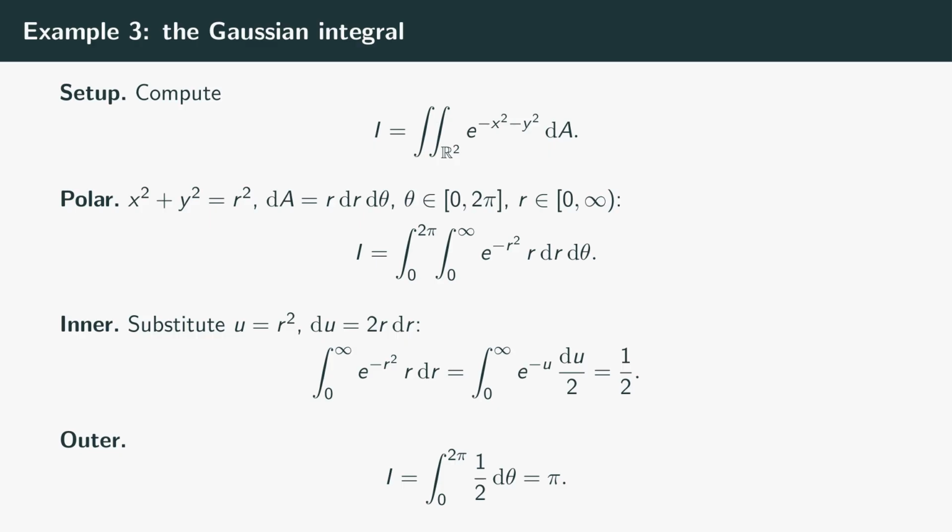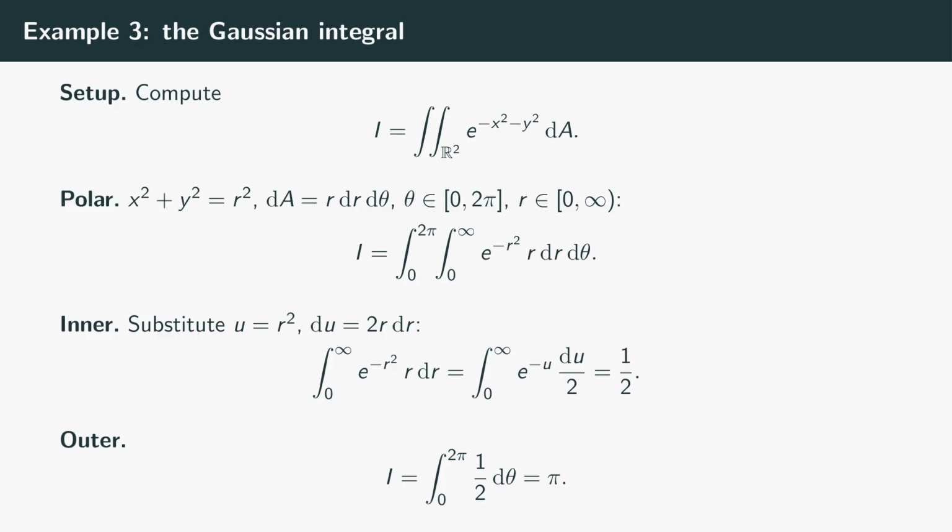Consider the double integral I equal to the double integral over the whole plane of e^(-x²-y²) dA. Convert to polar. The integrand e^(-x²-y²) becomes e^(-r²), the area element becomes r dr dθ, and the entire plane is θ in the interval from 0 to 2π, r in the interval from 0 to infinity. So I equals the integral from 0 to 2π of the integral from 0 to infinity of e^(-r²) times r dr dθ.